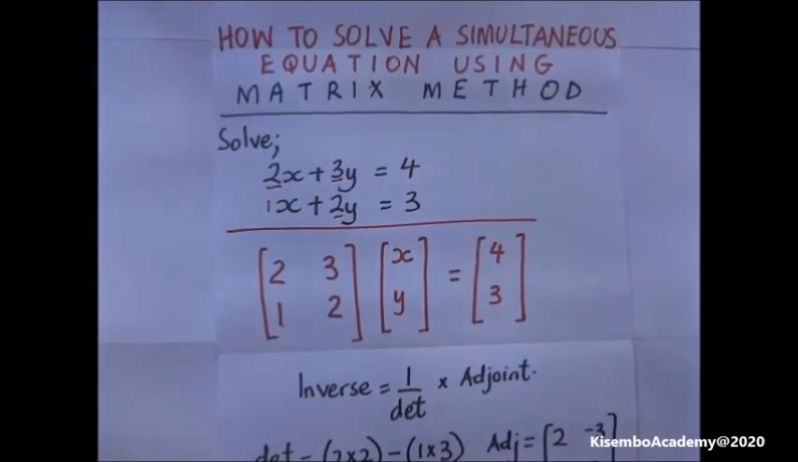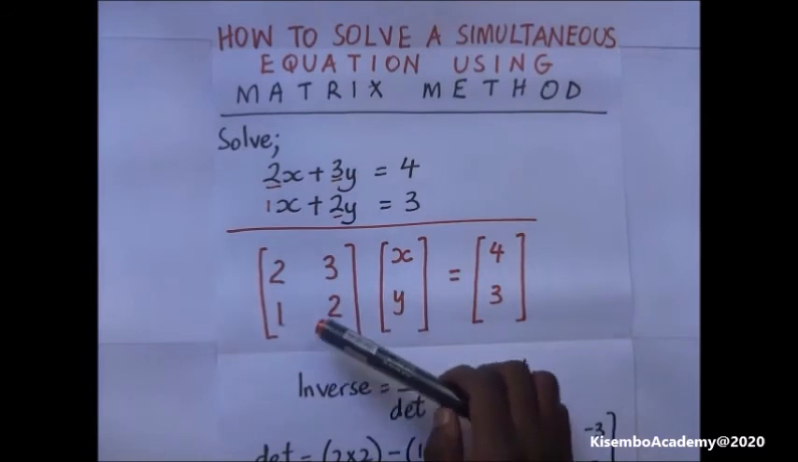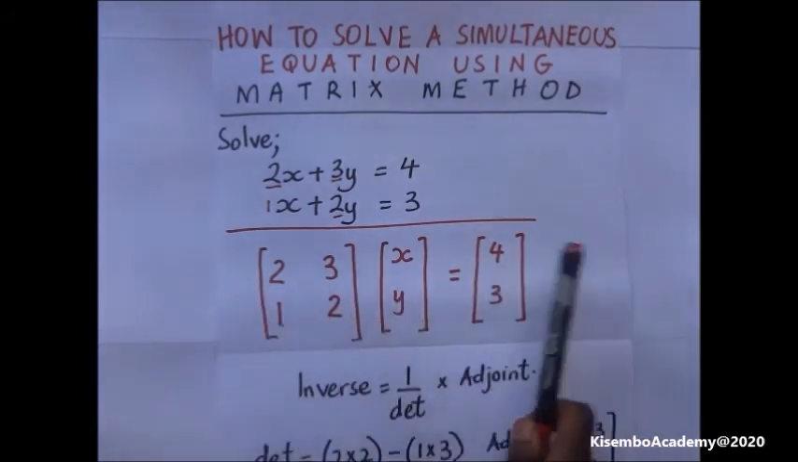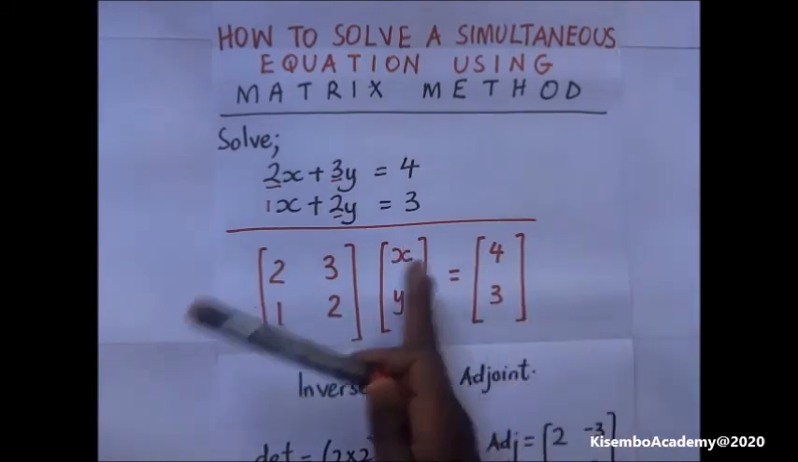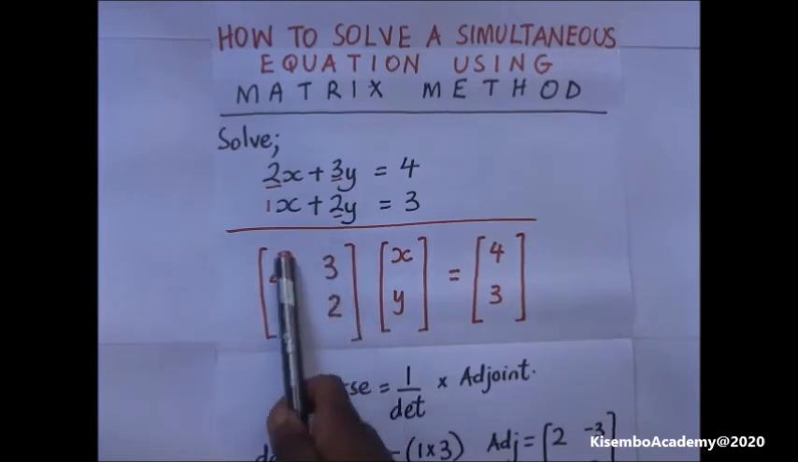So it means that we are going to find the inverse of this matrix. When we get the inverse of this matrix, we multiply it on both sides. We multiply it on this side and that side, and then afterwards we'll remain with x, y on just one side of the equation. So we begin by finding the inverse of this matrix.